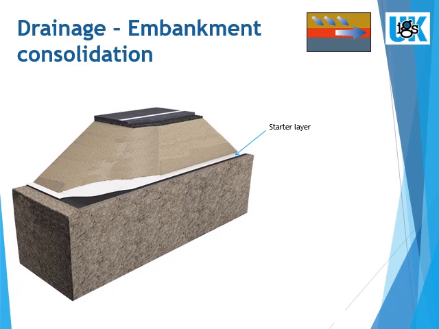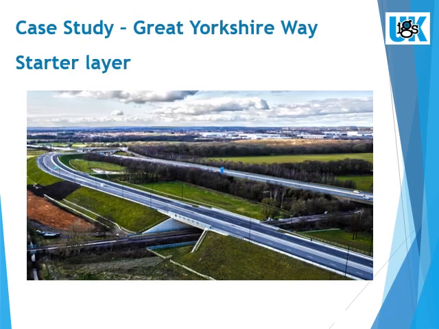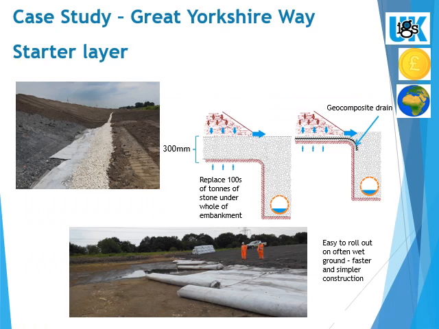A case study might help. Here is a site in Yorkshire where water tables are high and some high embankments were needed to create a smooth level highway. Stone starter layers were specified as the local soils tended to be fairly saturated. The problem was standing water on the cut formation and the difficulty of getting big stone lorries on and off the site over the whole of the base of the embankment.